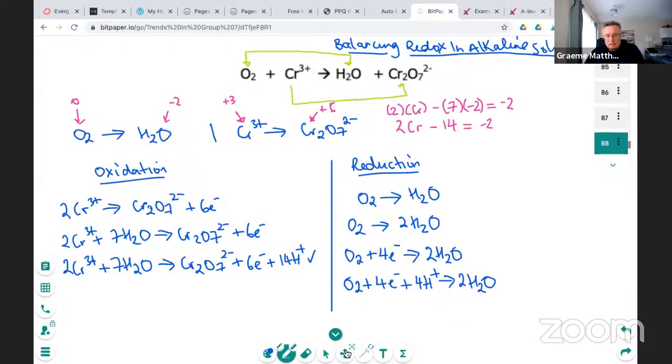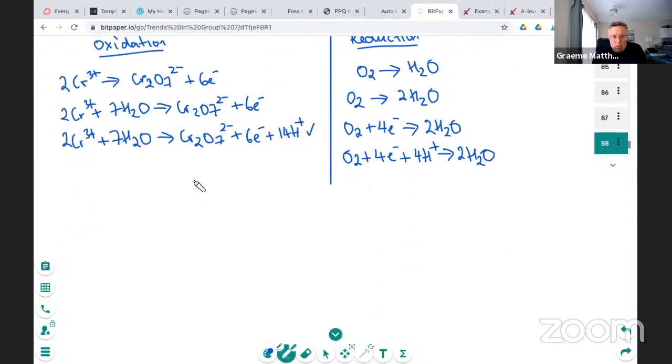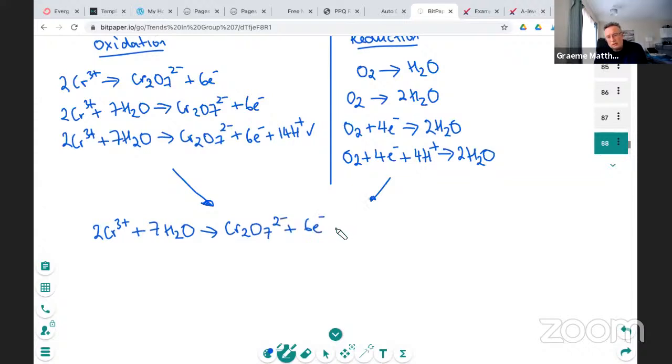Good. Now, scroll this up, do the usual, right? Same thing all the time, chemists. Look, we're going to add them together. I always put the oxidation one at the top, right there. So I got 2Cr3+ and 7H2O, because then I can see the electrons fall off the right-hand side. Cr2O7 2-, and 6 electrons, plus 14H+.